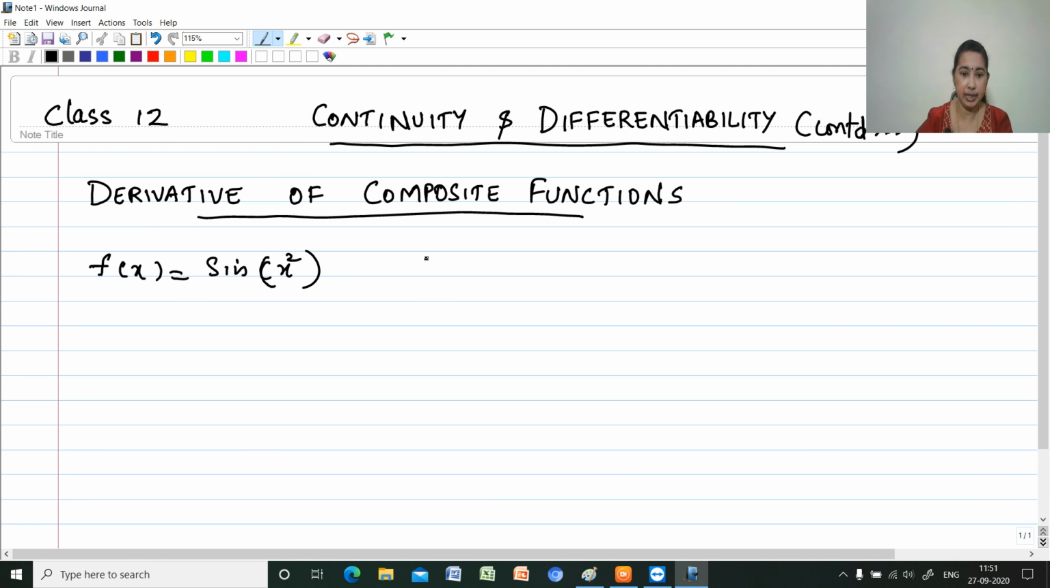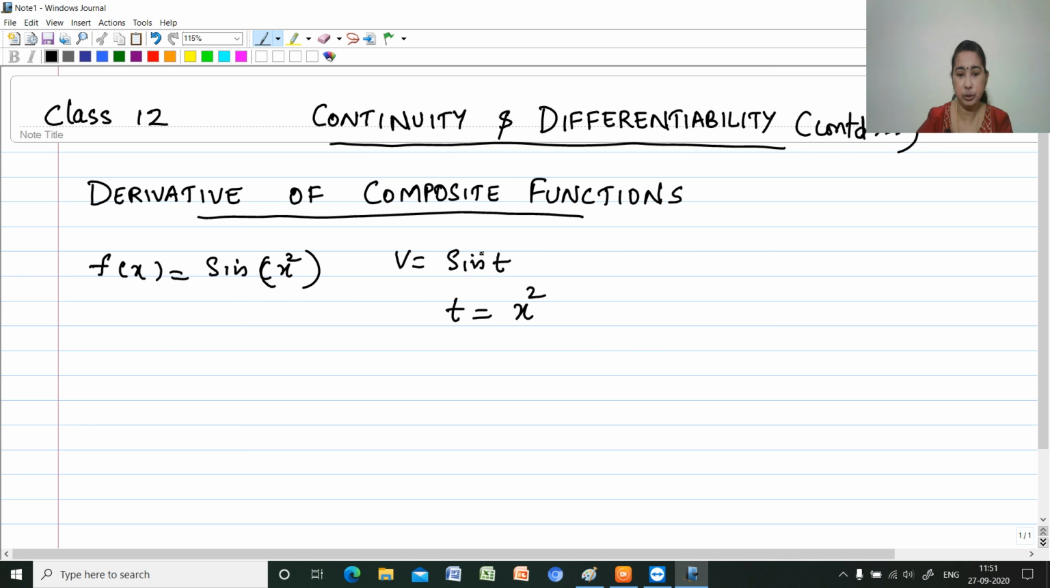So let me take this as two different functions. One is sine t in terms of t, and t is x square. Let me put t equals x square. So it is actually two functions. Let v equal sine t and t equal x square. So how to differentiate this? This is a composition of two functions, sine of x square.